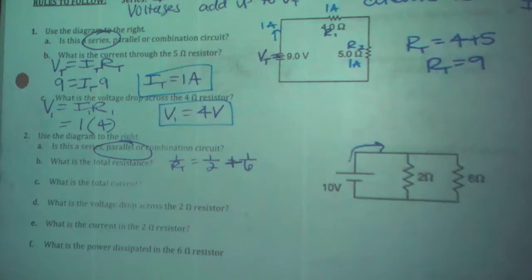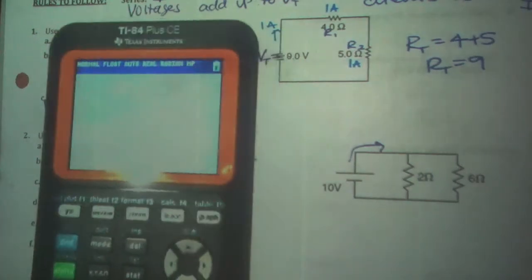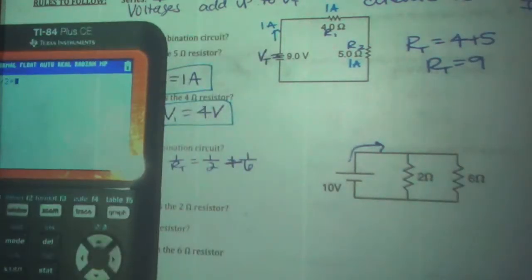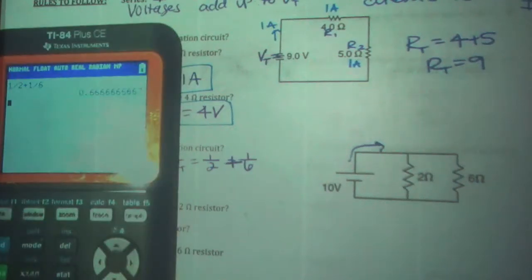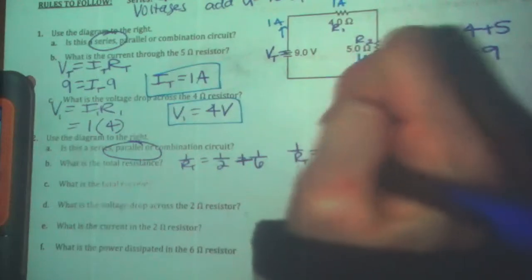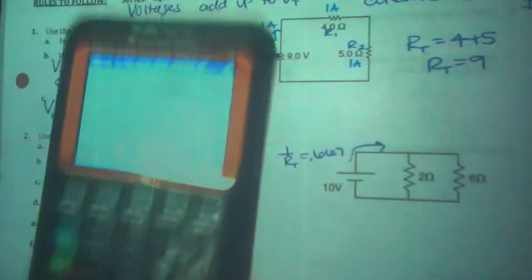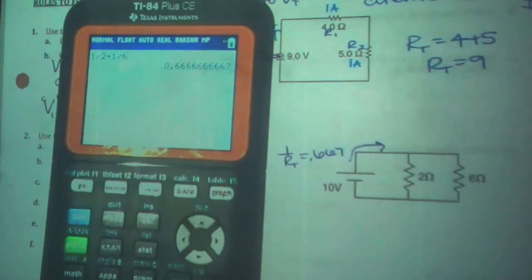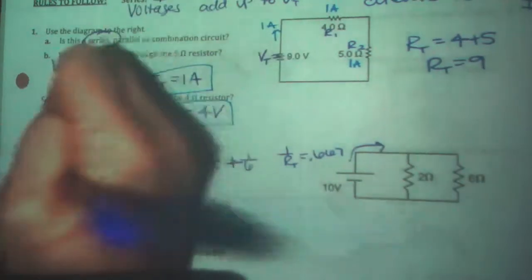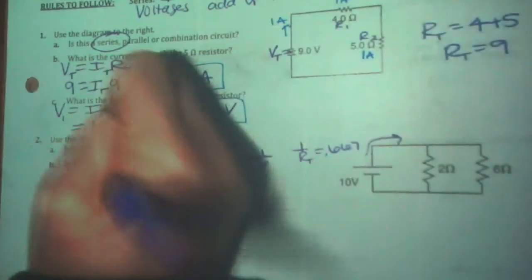So then what this looks like in your calculator, we would do 1 over 2 plus 1 over 6, and that's what 1 over R total equals, 0.667. Then you have to do 1 over that, and that's going to give me 1.5. So total resistance, R total, is 1.5 ohms.